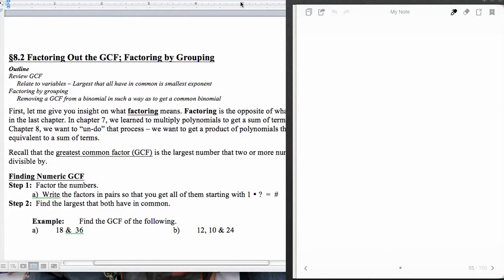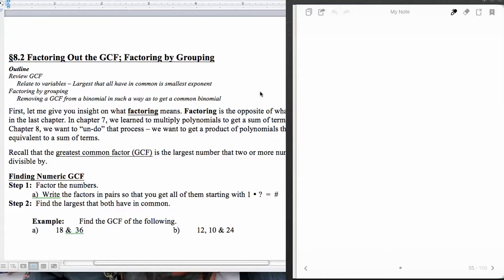All right, this begins our lectures on Chapter 8. This is our first one in Section 8.2. We're going to be talking about factoring a GCF and factoring by grouping. Now, the first thing that we want to do is discuss what factoring means.